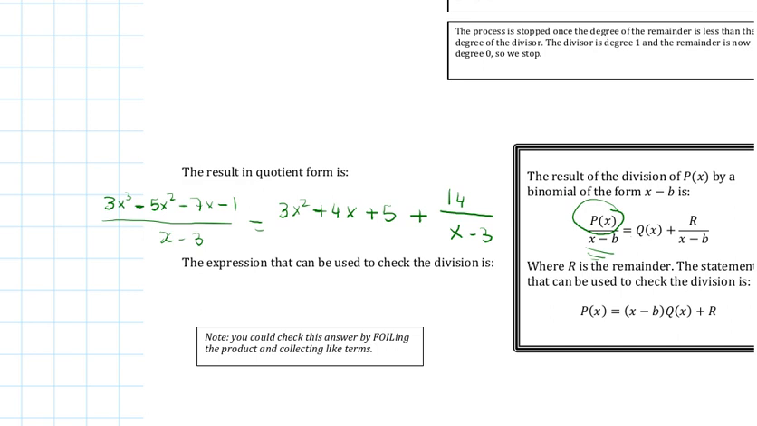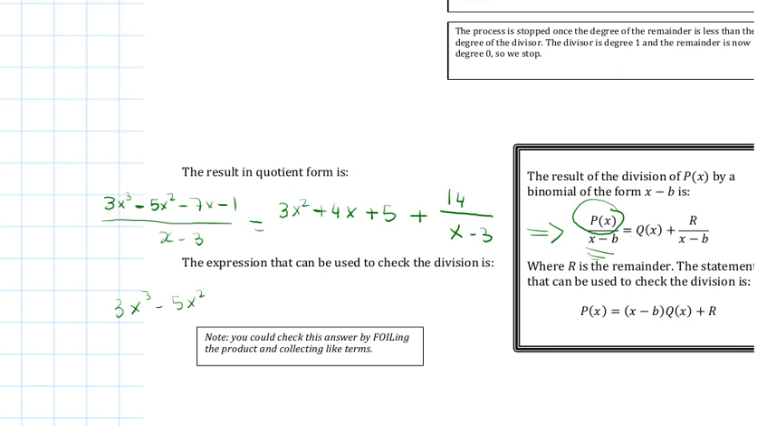So your polynomial, which is your dividend, divided by your binomial, which is your divisor, is equal to your quotient plus the remainder over the divisor. So that's the same thing as what is written here in general form.